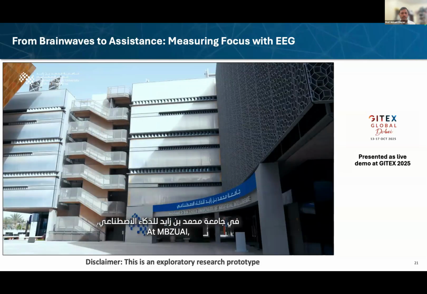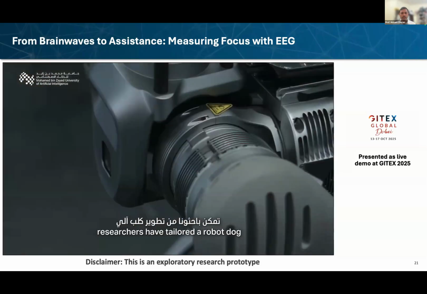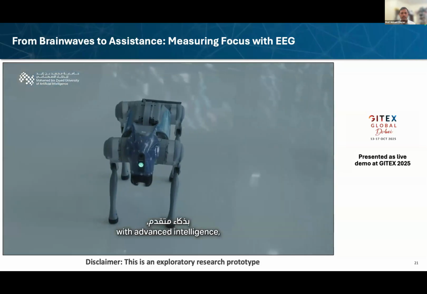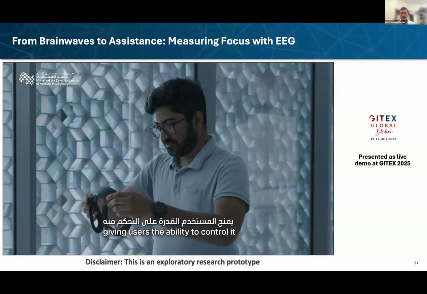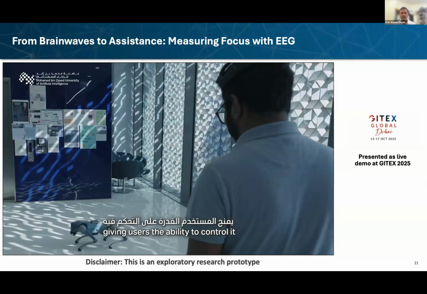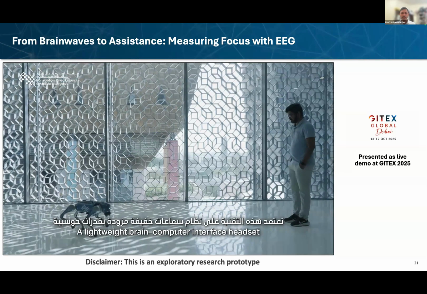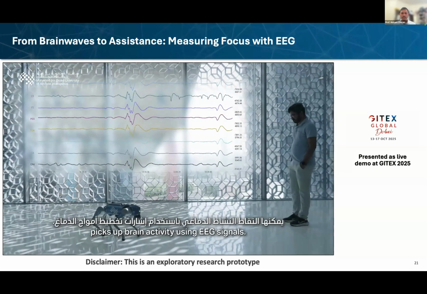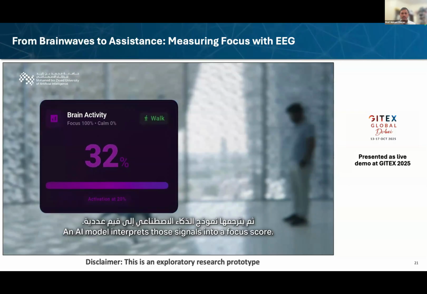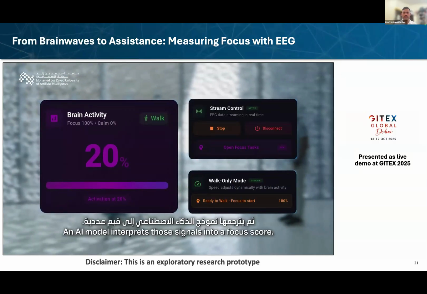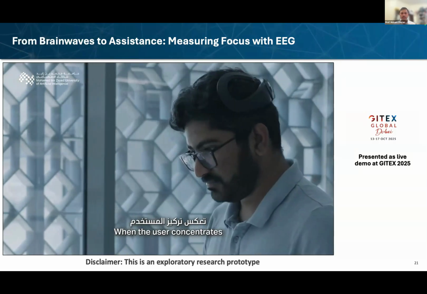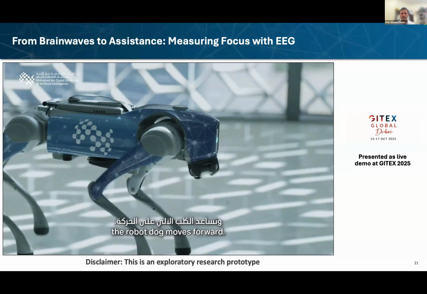At MBZUAI, researchers have tailored a robot dog with advanced intelligence, giving users the ability to control it with their thoughts. A lightweight brain-computer interface headset picks up brain activity using EEG signals. An AI model interprets those signals into a focus score. When the user concentrates, the robot dog moves forward.